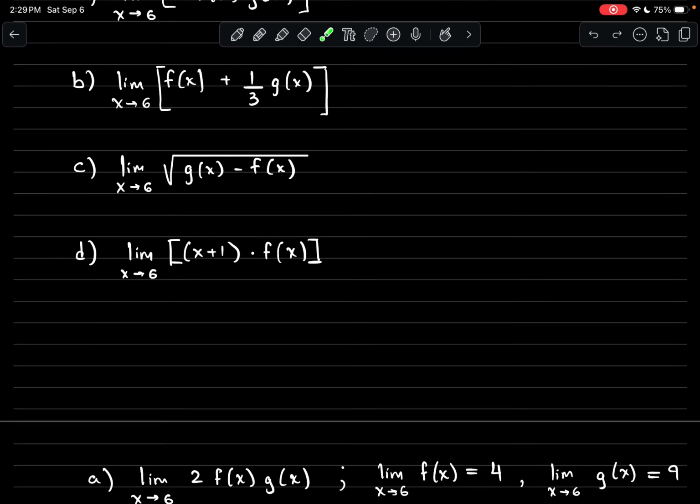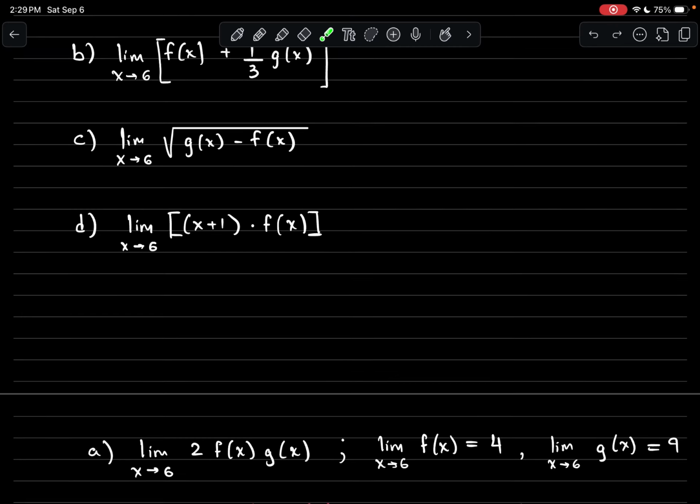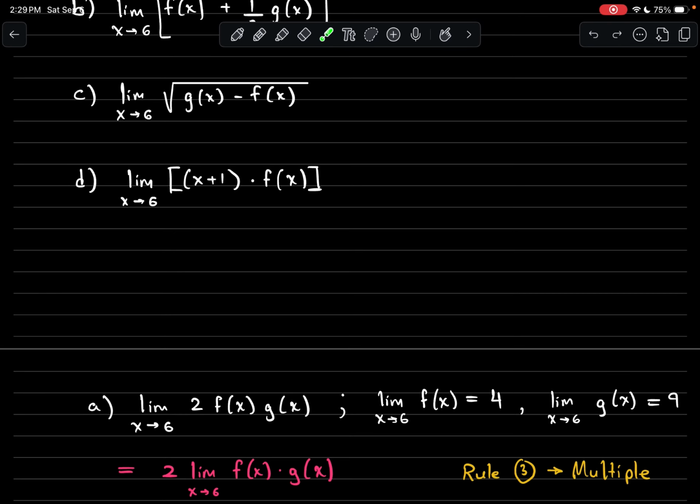Okay, so first off, we have A, which is the limit as x approaches 6 of 2 times f of x times g of x, where the limit as x approaches 6 of f of x is equal to 4. The limit as x approaches 6 of g of x is given as 9. Okay, so first of all, we identify that we have a constant multiple in here that we can bring out. So this 2 will come out front according to rule number 3.